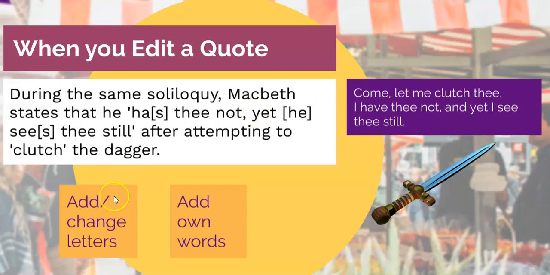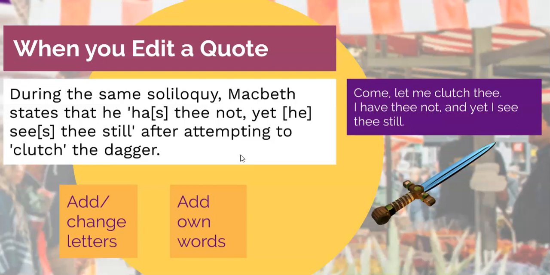We use a square bracket when we're adding or changing letters from a quotation, or when we're adding our own words. Let's look at this example. Erin writes, "During the same soliloquy, Macbeth states that he has thee not, yet he sees thee still, after attempting to clutch the dagger."